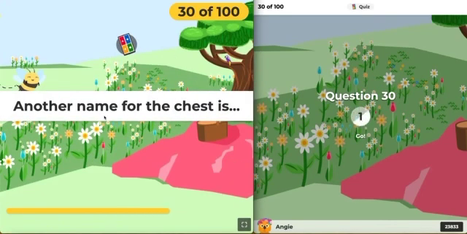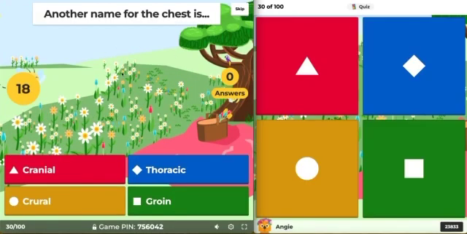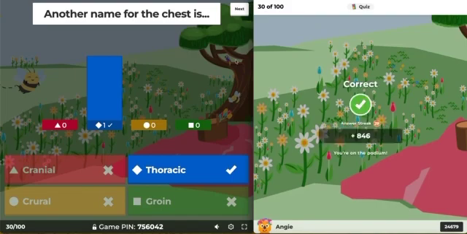Another name for the chest is, so when you think about the chest and you're thinking about body cavities, you might associate it with thoracic. Thoracic is the anatomical term for the chest.